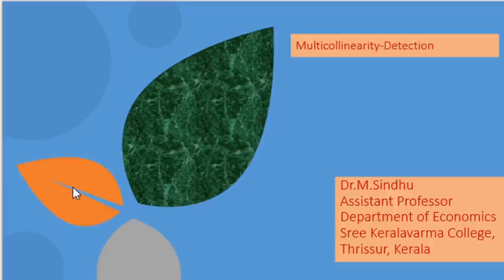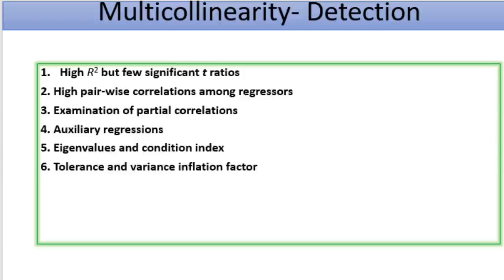Welcome, you all. In this section, we are going to discuss the detection of multicollinearity. How can we detect multicollinearity? So far, we have examined the nature of multicollinearity and its causes and consequences. Now we want to discuss how to detect multicollinearity.